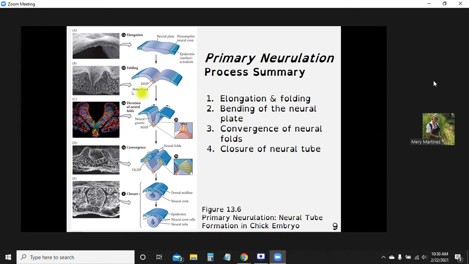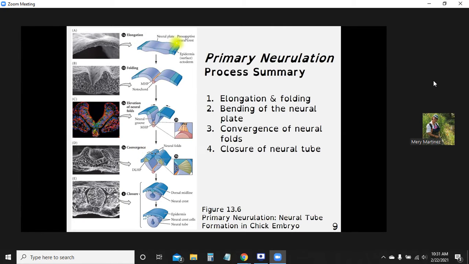So we continue with the elevation of the neural folds in here. We see that at this mid-hinge point, the cells start having a great transformation. That is what we see here, they start elongating to allow the sides to continue going up. Those neural folds continue to migrate to the midline of the embryo until they converge. And this is the convergence point, okay?